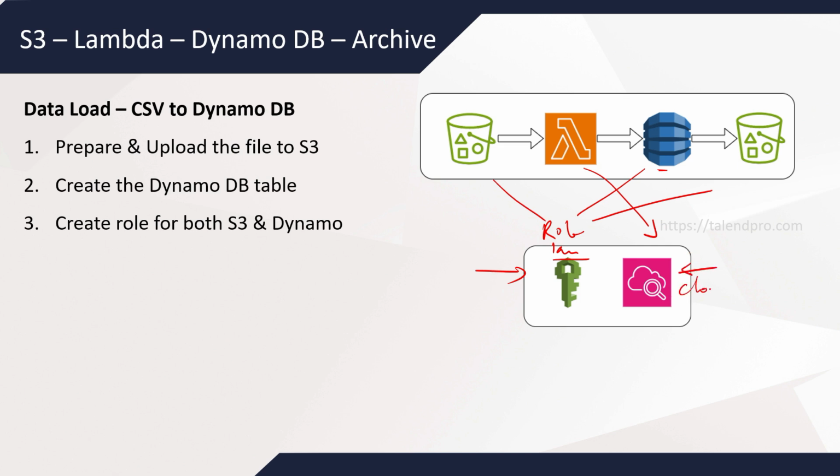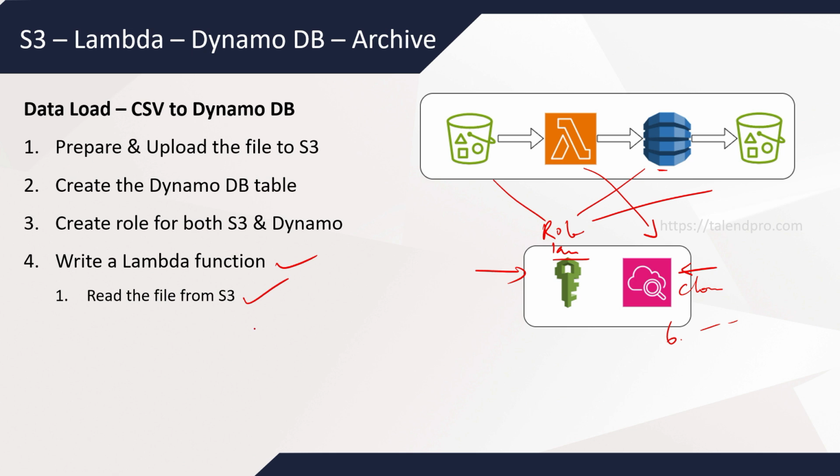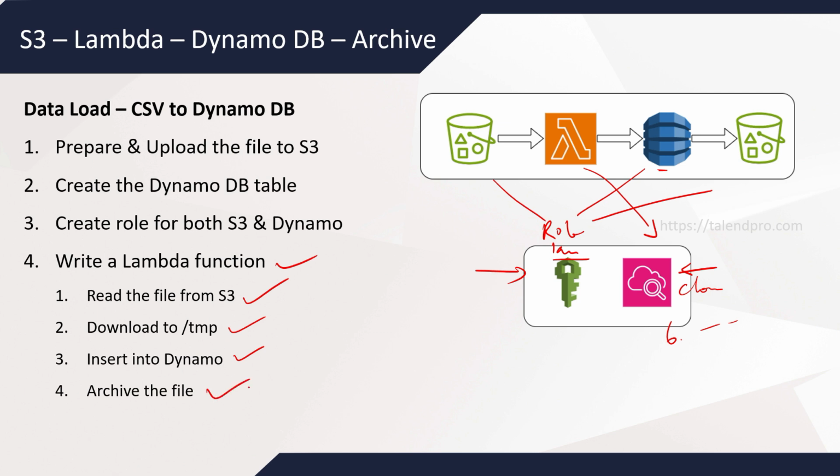This entire Lambda execution will be automatically logged on CloudWatch. So in this video itself, we are covering at least six different services on AWS. We will also see how a Lambda function can be created to read the file from S3 and download it to TMP before we process it, then perform the insert into the DynamoDB table and then archive the file. So let's get started with the actual hands-on.